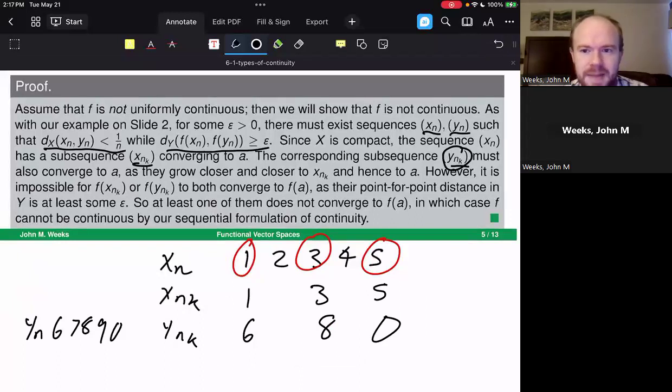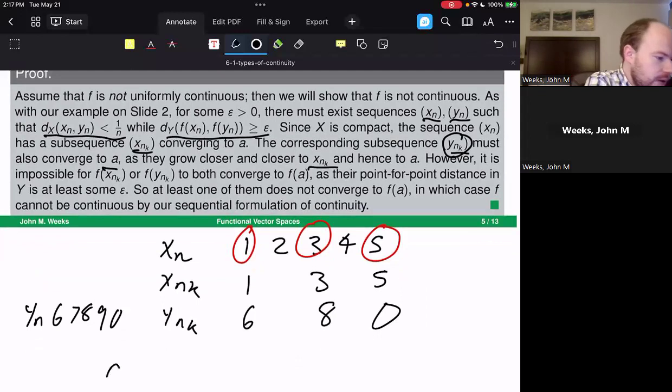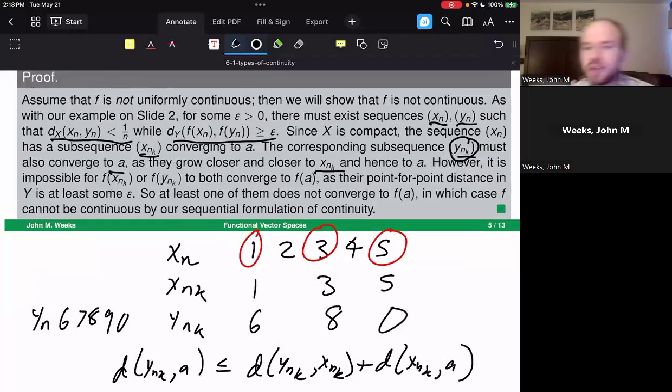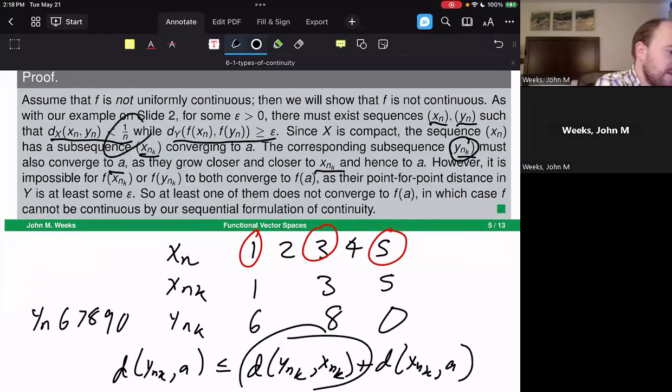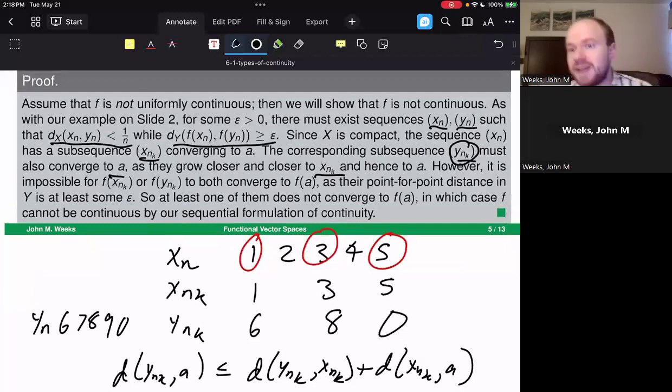Well, this corresponding subsequence y sub n sub k also has to converge to A as they grow closer and closer to x sub n sub k. So you can think there's a little triangle inequality argument there, that the distance from y sub n sub k to A is less than or equal to the distance from y sub n sub k to x sub n sub k plus the distance from x sub n sub k to A. And we know that both of these go to 0. This one goes to 0 because this is actually less than 1 over n sub k, and that's going off to 0. And then the distance from x sub n sub k to A is going to 0 because of convergence.